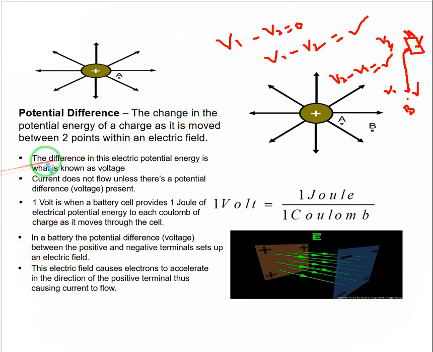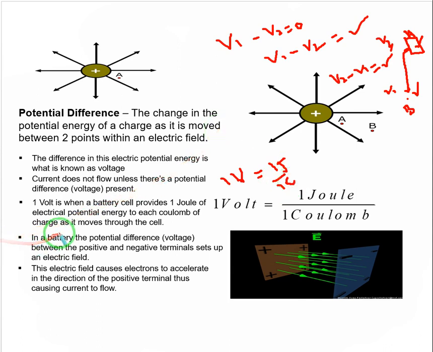The change in the potential energy of a charge as it moves between 2 points within an electric field is called potential difference. This is the simplest definition: the difference between the two voltage values is called potential difference. The difference in electric potential is what is known as voltage. The current does not flow unless there is a potential difference present. So this is your formula: 1 volt is equal to 1 joule per 1 coulomb, because of the electric potential formula.